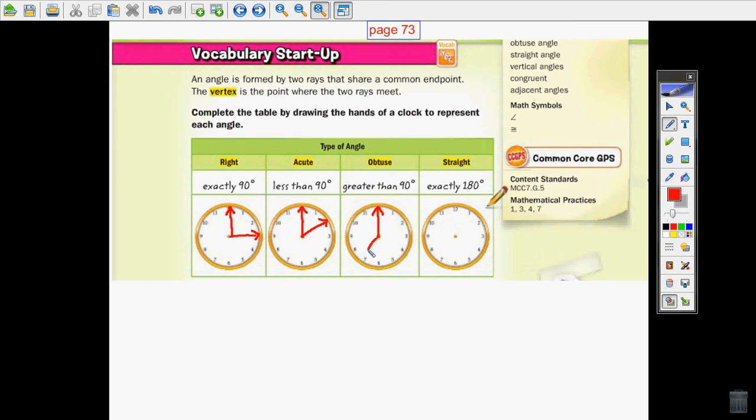So here we're going to create an angle that's greater than 90. Now notice what I did here was I did the angle a little backwards. We're looking at this angle right here, it's a little greater than 90 degrees. That's going to be an obtuse angle. And then a straight angle, just like pointing to 6 o'clock, it's just going to be our straight line.